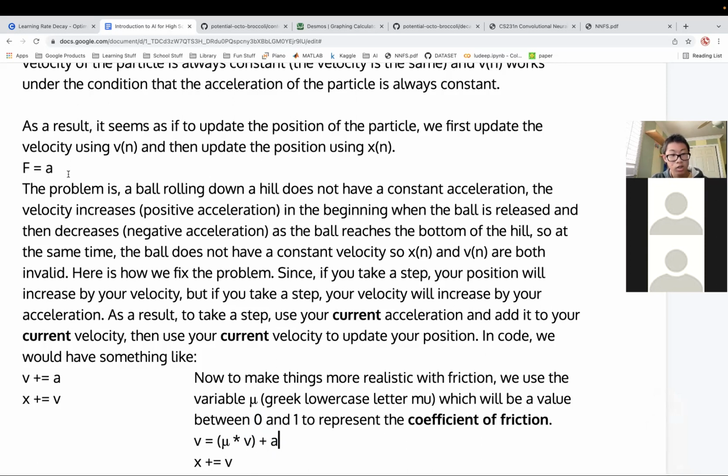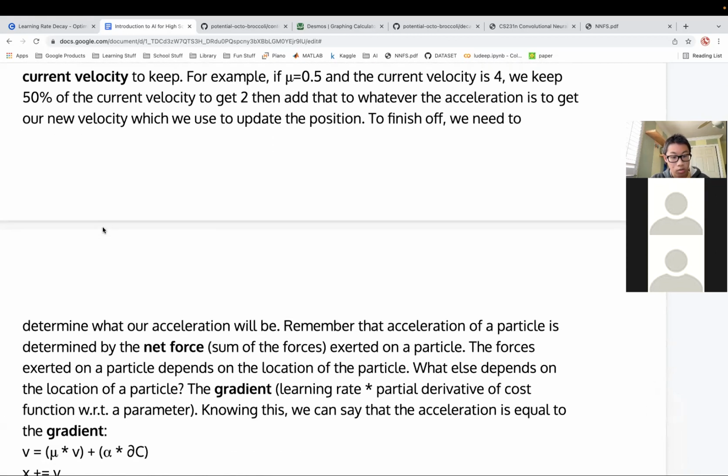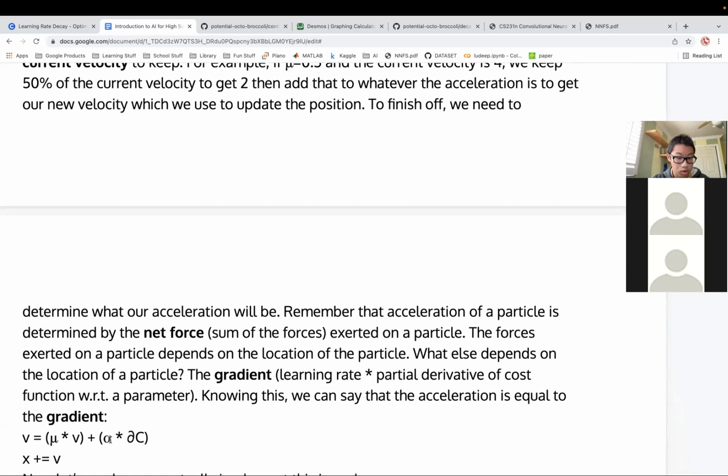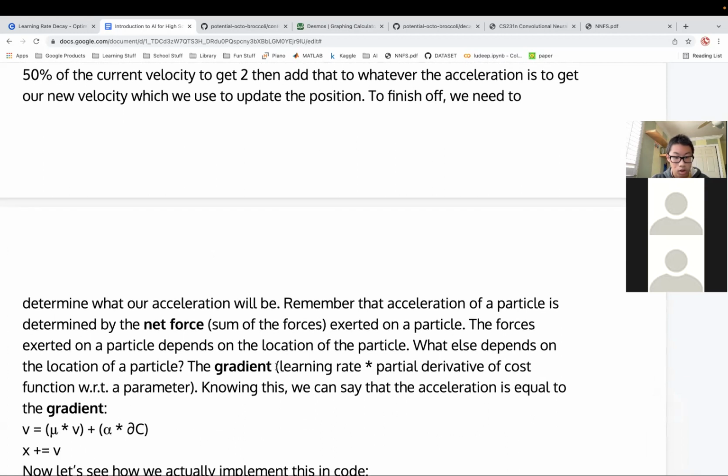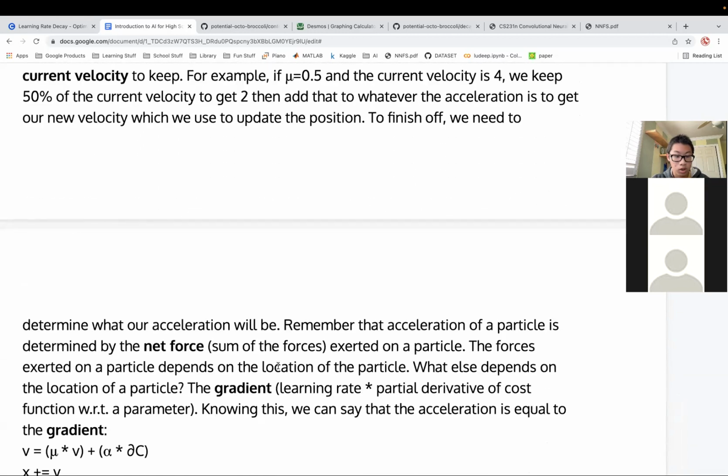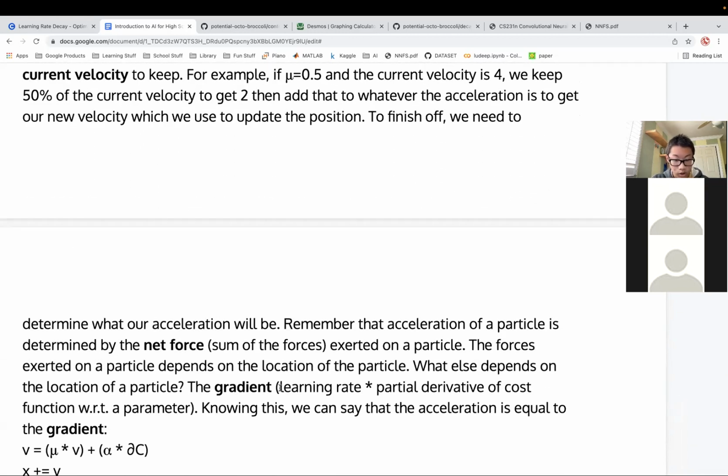What we're gonna define acceleration as is your gradient. So acceleration is going to be equal to your gradient, which is the learning rate multiplied by the partial derivative, right?